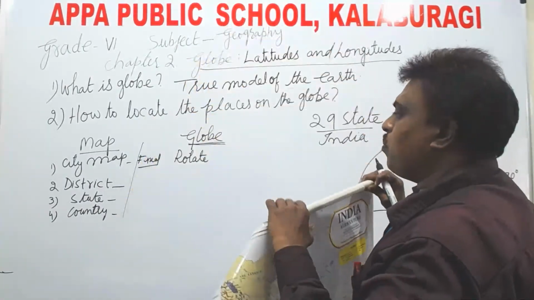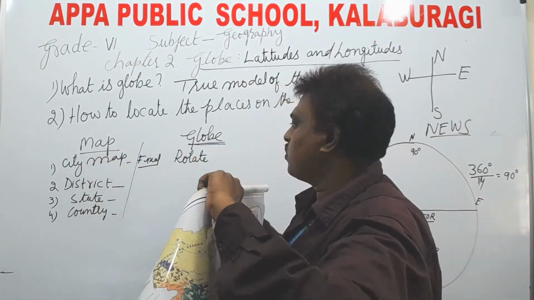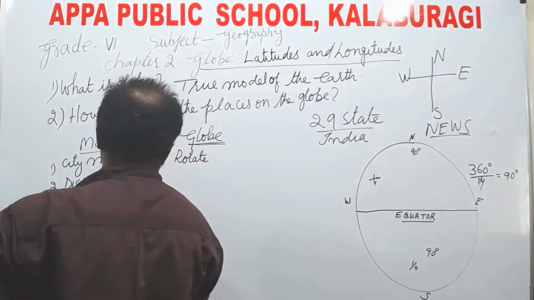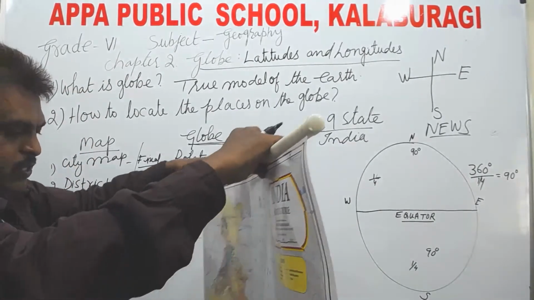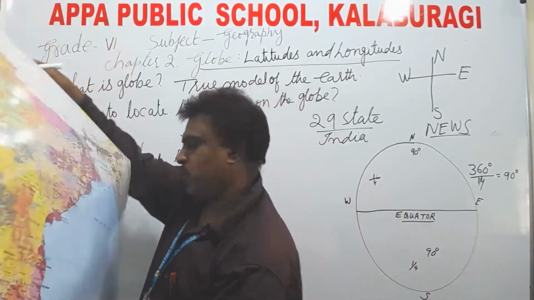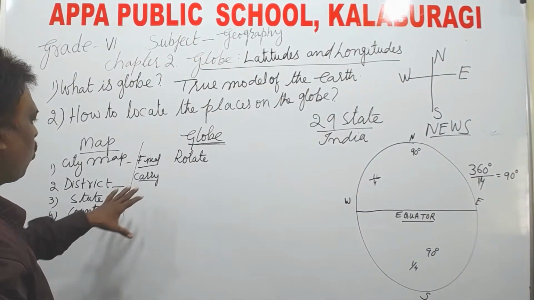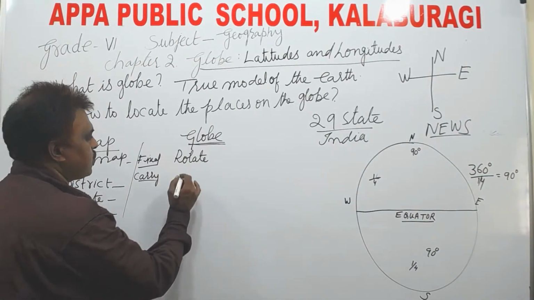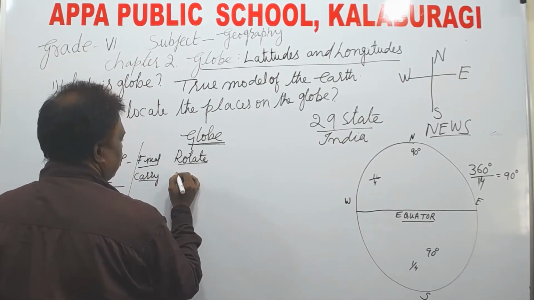So to know about the difference between map and globe: the map you have to fix somewhere. It is difficult to carry because its size is very big, and you have difficulty carrying it while you are traveling. Especially while traveling, it is very difficult to rotate. We cannot rotate the map, but this globe we can rotate. It is easy to carry.